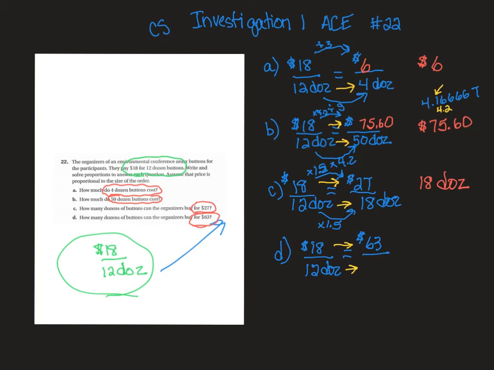And so I would divide and see what I can, what do I multiply 18 by to get 63? So 63 divided by 18 is going to be 3.5. Okay, so this is going to be times 3.5. And so the answer would be 42. So the answer here is going to be 42.